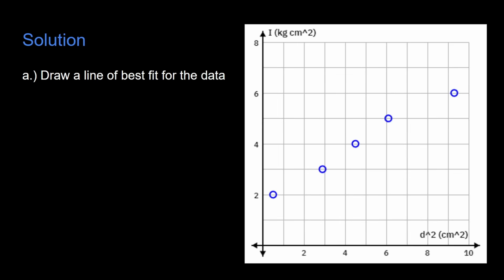So as such, first we'll draw a best fit line for this data. Here's their data. Again, they're measuring I as a function of d squared. And you don't have to get too fancy with the best fit line. Something that roughly catches half the points above and below. Mine's not totally perfect, but you can definitely see I attempted to get some points above and some points below the line.